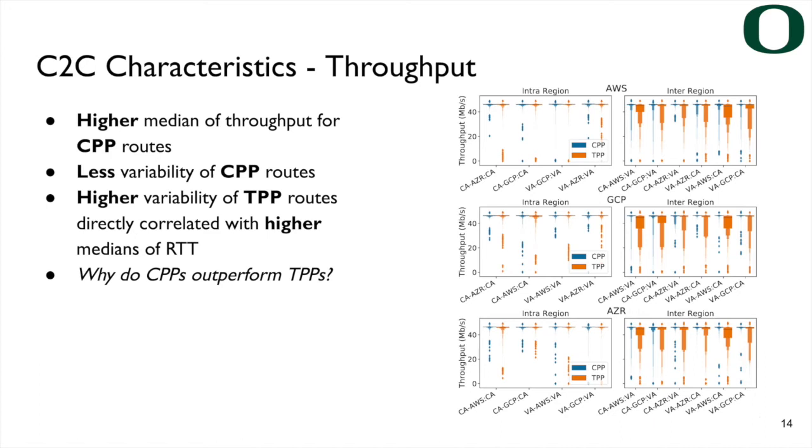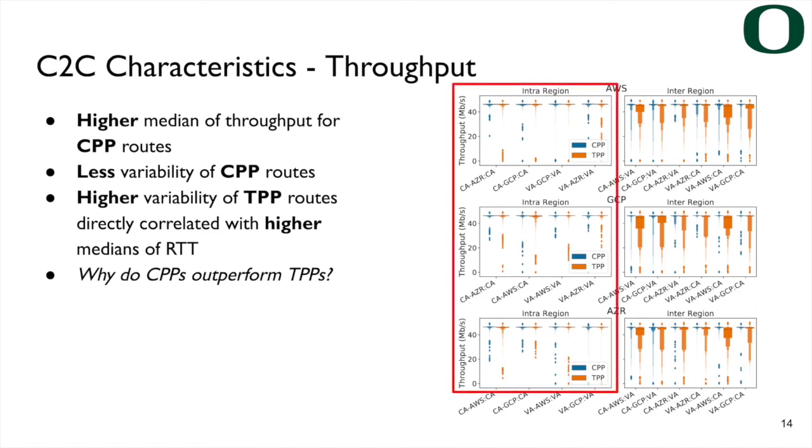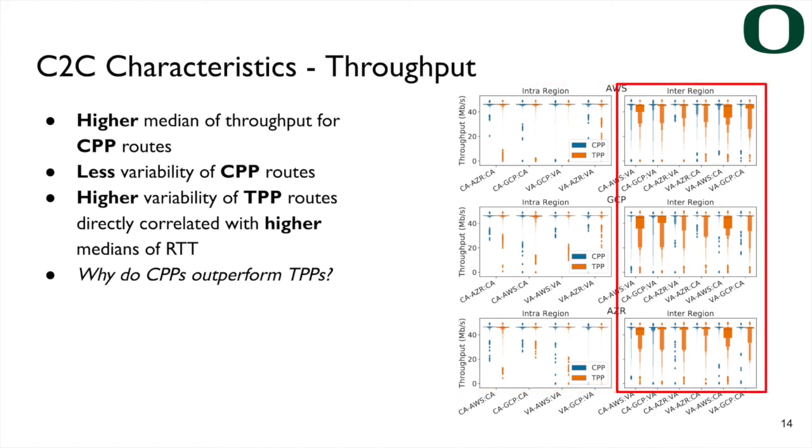Overall, we observe higher median and less variability for throughput of CPP routes compared to their TPP counterpart. And we also observe higher variability of throughput for TPP routes within inter-region measurements. Within our measurements, we observe that the higher the variability, the higher the median of RTT we had. So there was a direct correlation between higher medians of RTT and more throughput variability. Again, these observations raise the question of why are CPPs outperforming TPPs?